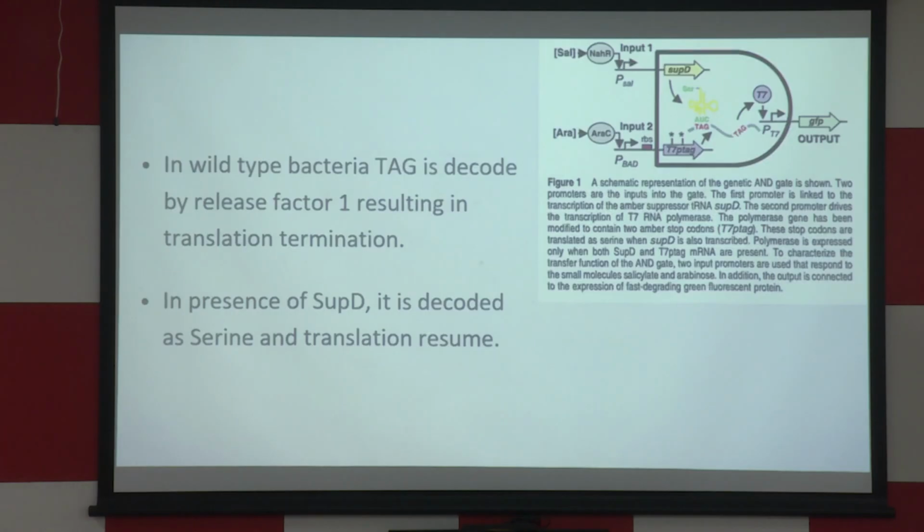So this is the process we are using. In wild type, when this T7 gene was being translated, it has this stop codon TAG, which was recognized by release factor 1, resulting in translation termination. But after adding SupD, what happened? It was translating this TAG to serine and translation resumed. So if both inputs are not available, it won't work, because translation will stop.